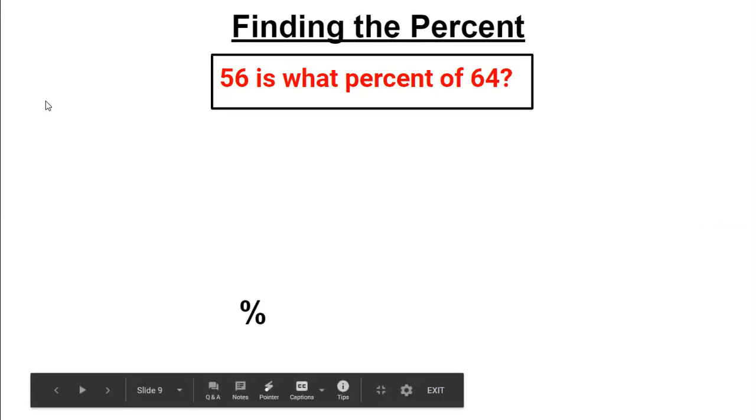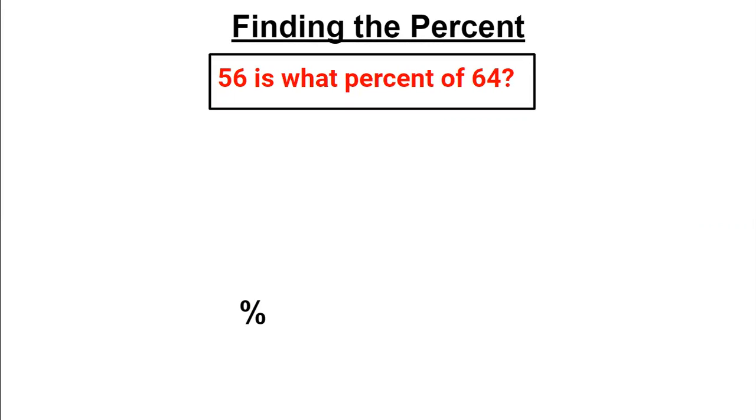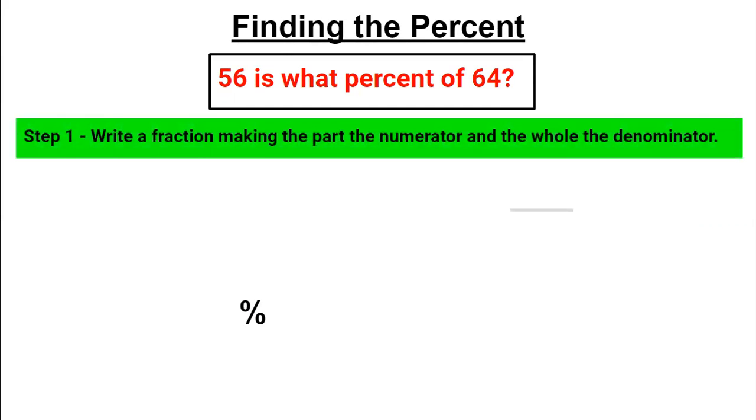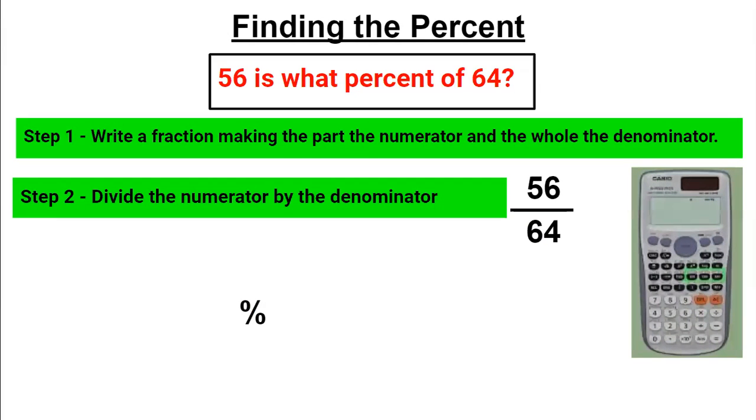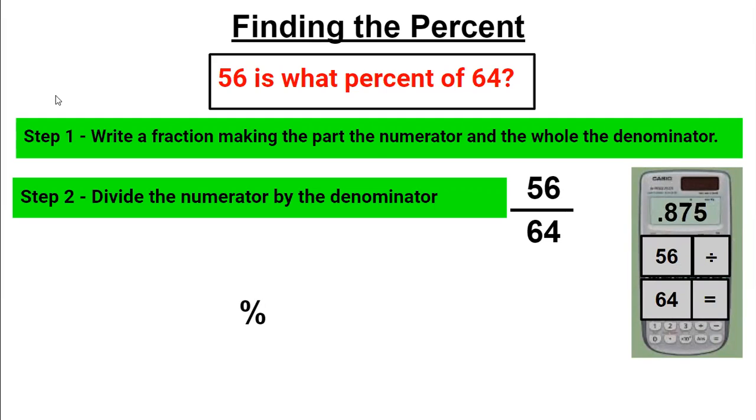Okay, there are my percent signs showing up again. 56 is what percent of 64? They're all the same. What's the part? What's the whole? Write the fraction. What goes on top? 56. What goes on the bottom? 64. Take our calculator out. Divide 56 divided by 64 equals 0.875.